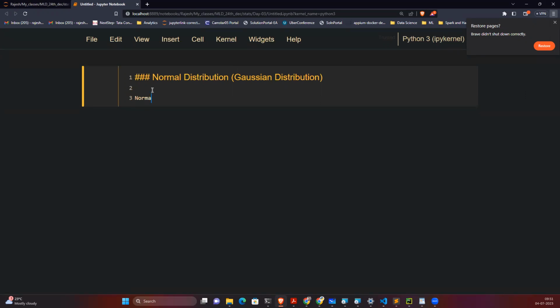Normal distribution is one of the most common continuous probability distributions. This type of distribution is important in statistics.